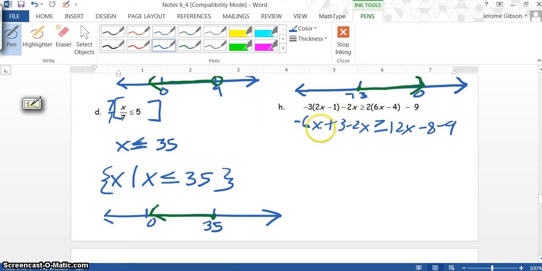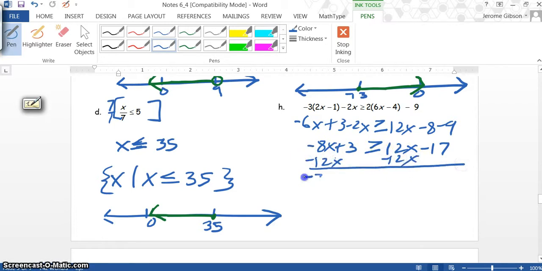Now we combine our like terms. Negative 6x minus 2x is a negative 8x plus 3 is greater than or equal to 12x, negative 8 minus 9 is a minus 17. Now, we'll subtract 12x on both sides. So we'll have negative 20x plus 3 is greater than or equal to negative 17.